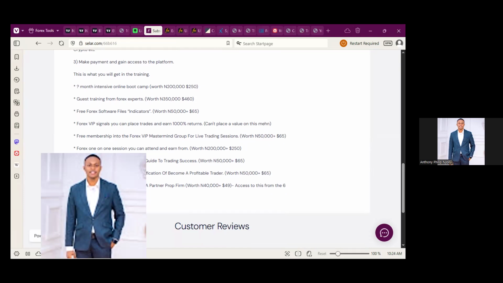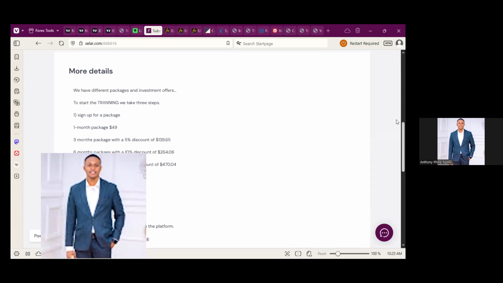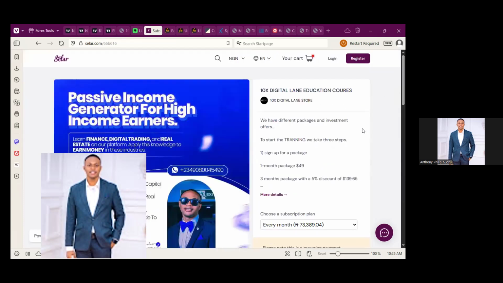And then at last, once you're done, we also fund you an account, a $5,000 evaluation account from a prop firm. That is from the 6 months package up to the 1 year package. If you go for 1 month or 3 months, you don't get access to this. You can see it's strictly written, access from 6 months package upwards. So these are materials that you will be getting that are going to help you build your solid ground.